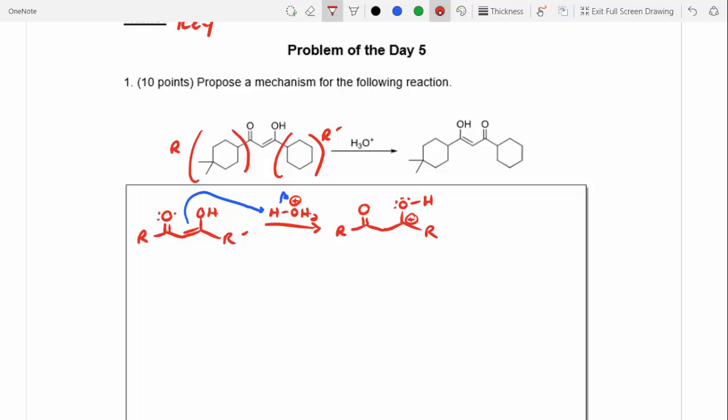Resonance. So let me go back and make sure I've got all my lone pairs in here. We can take one of these lone pairs, we can dump it down, and we can form a resonance structure. Which is pretty nice because now we're at the ketone, so we're halfway there.